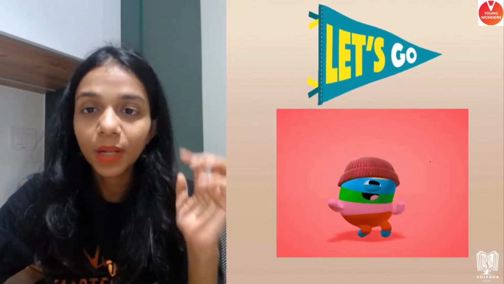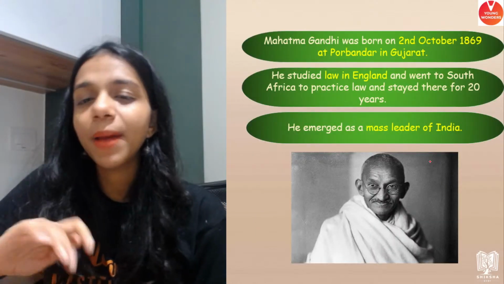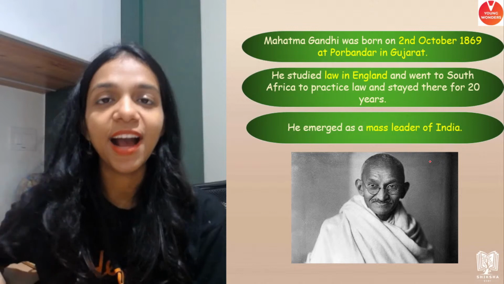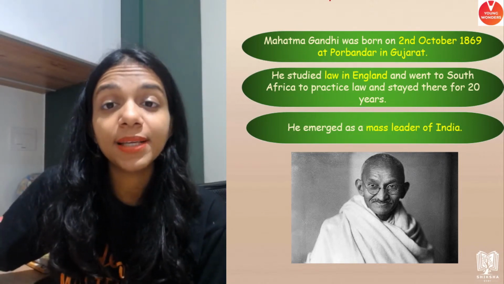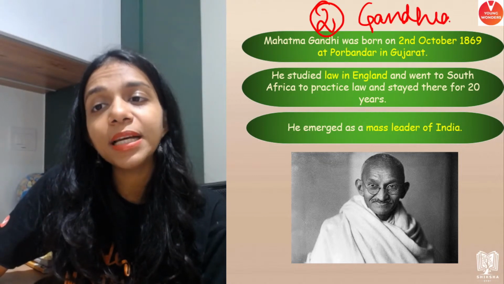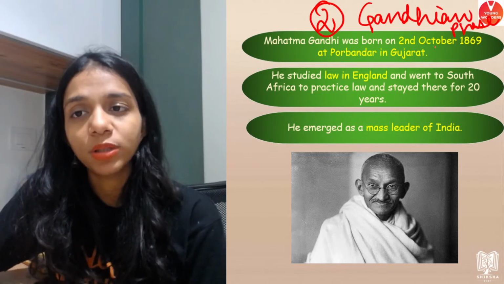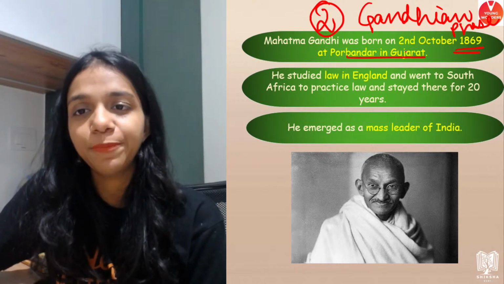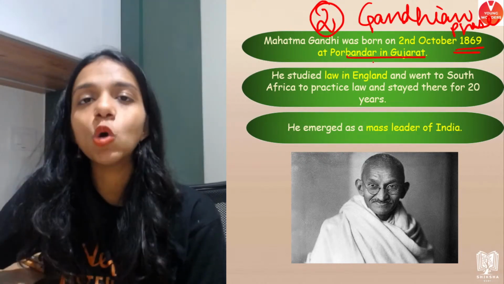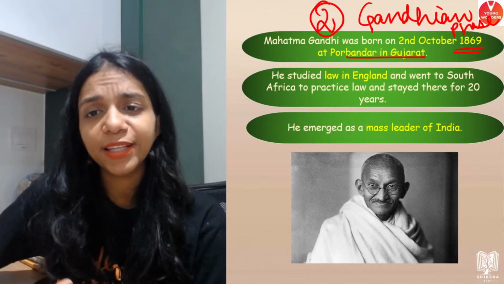Okay, let us move on to the chapter. Mahatma Gandhi ji enters India, and this is where we are going to begin the second phase of the national movement, जिसको हम Gandhian phase भी बोलते हैं, है ना? तो Gandhi ji was born on the 2nd of October 1869 at Porbandar in Gujarat. He grew up in quite a well-to-do family and he went to England to study law.